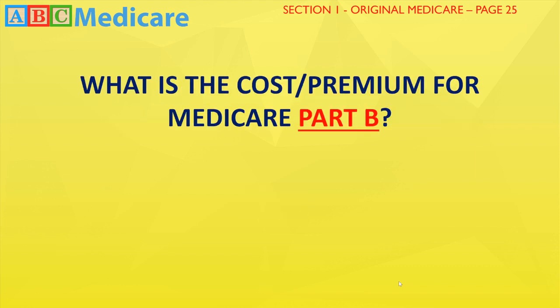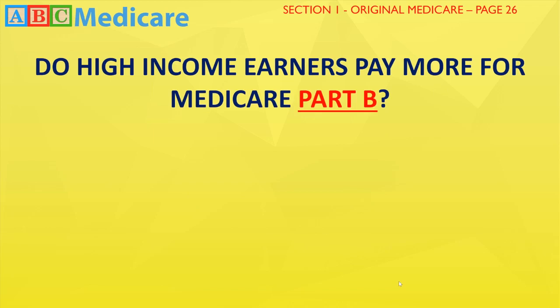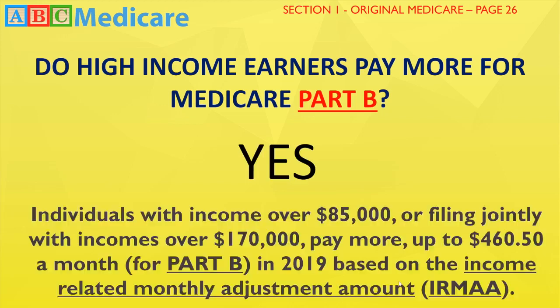Can there be a penalty for not enrolling in Medicare Part A when first eligible? No. What is the cost or premium for Medicare Part B? Currently, for 2019, the premium is $135 a month unless people make a lot more money. Do high-income earners pay more for Medicare Part B? The answer is they may have to. Yes.